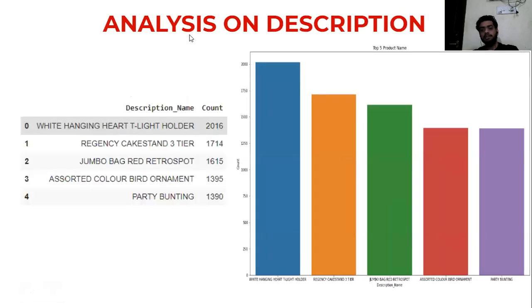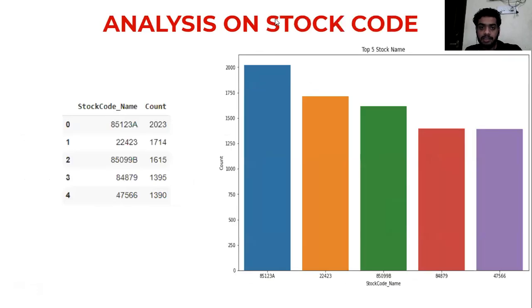Next is the analysis of description. On the right side is the bar plot of the top 5 product names. Here you can see that white hanging heart tea light holder is the most purchased product, followed by Regency cake stand 3 tier. Next is jumbo bag red retro spot, then assorted color bird ornament, and next is party bunting.